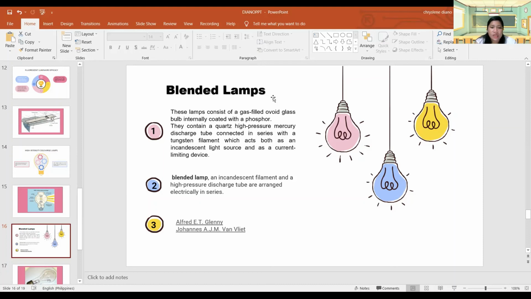A blended lamp has an incandescent filament and a high-pressure discharge tube arranged electrically in series. And the inventors of blended lamps are Alfred E. T. Glennie and Johannes A. G. M. van Vliet. These lamps consist of a gas-filled void glass bulb internally coated with a phosphor. They contain a quartz high-pressure mercury discharge tube connected in series with a tungsten filament, which acts both as an incandescent light source and as a current limiting device.